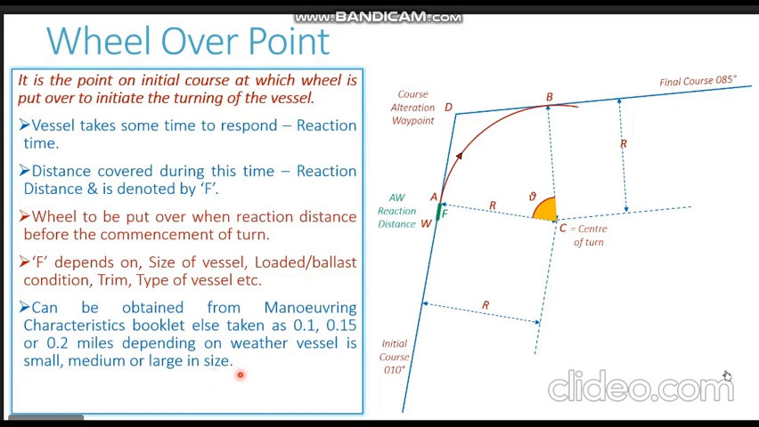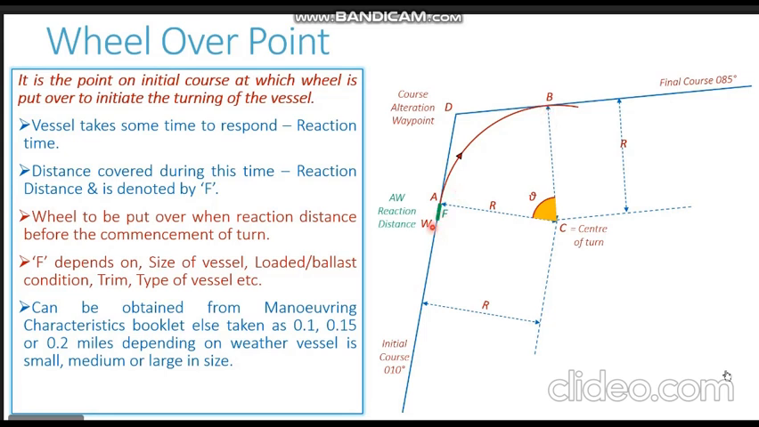Now this wheel over point is a very important reference as far as the turn planning is concerned, because this wheel over point basically tells us the exact moment where the wheel should be put over and the turning of the vessel initiated. If you apply the helm before reaching the wheel over point, the vessel will turn on an arc before the actual alteration, and it will have a cross track error when it reaches the final course.